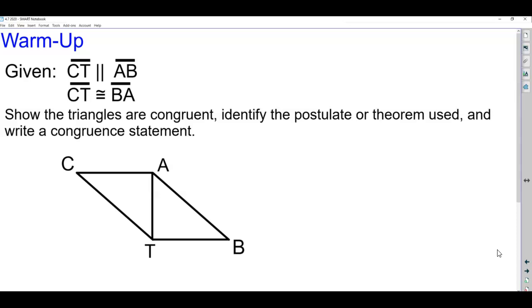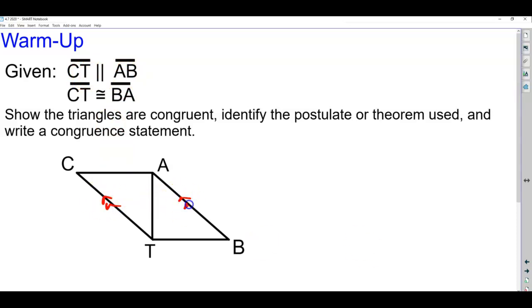All right, so hopefully you were able to work through this. First thing we have to look at, what's the given information and how can we use that? And we have to go through our proofs of the 5 methods that we learned the other day. First thing we're going to look at is CT is parallel to AB.